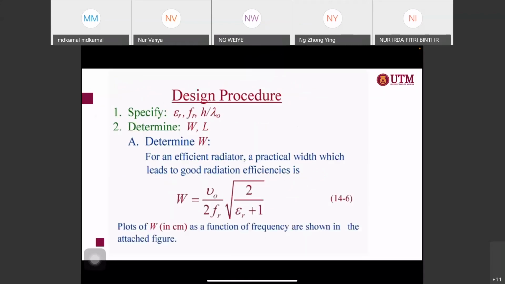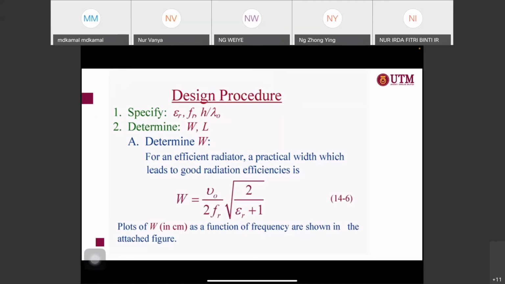Next, since we have only another 10 minutes, I can show you how to design this antenna next week. How do you design the microstrip patch antenna here? First of all, you need to specify the substrate that you're using, the resonant frequency, and the h over lambda naught that you want to find. Of course, you have to determine the values of W and L. From this, W can be determined for an efficient radiator, a practical width which leads to good efficiency.